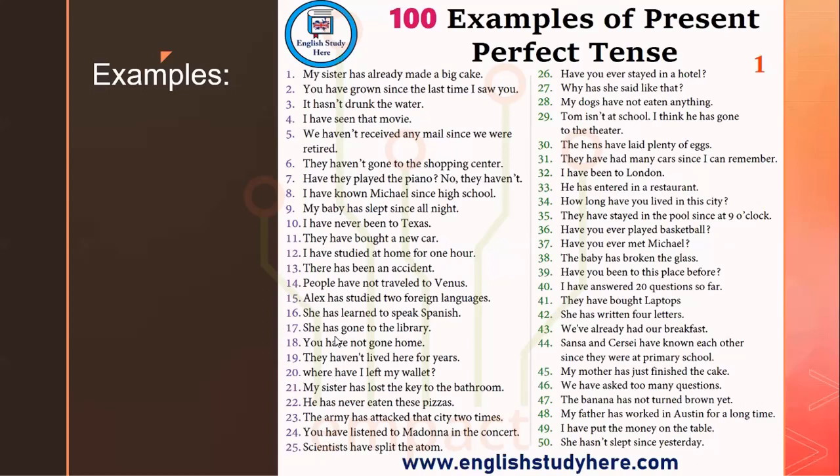What about 17? She has gone to the library. If I make it negative: she hasn't gone to the library. And if I make the question: has she gone to the library? Has she gone to the library? Very good.